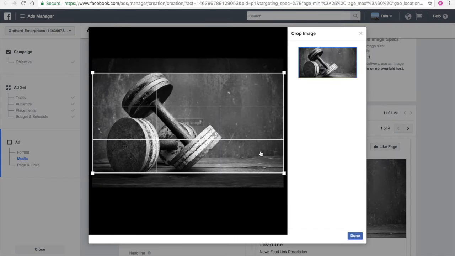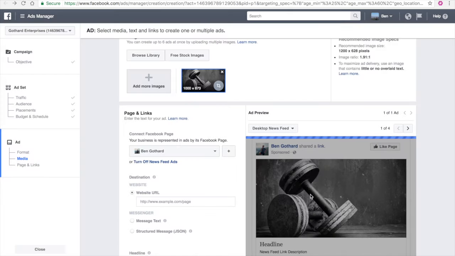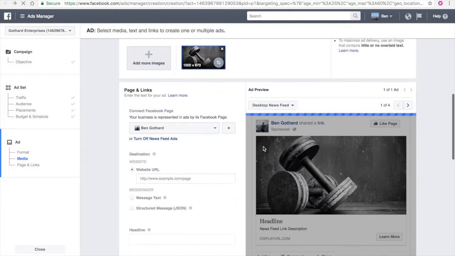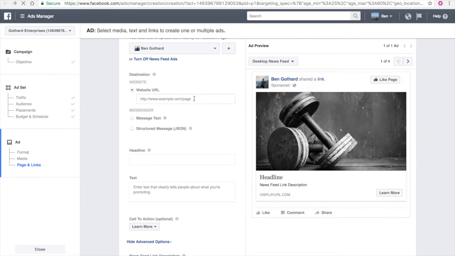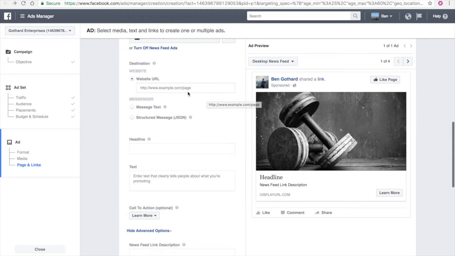Move down a little bit. We would want the whole picture, but we can only have a bit of it. We want to make sure to get the best of these dumbbells in there. And so we would put our website URL in, and that would be whatever the URL of your course is, or wherever you want to send people to. This is the landing page where you're sending your traffic.